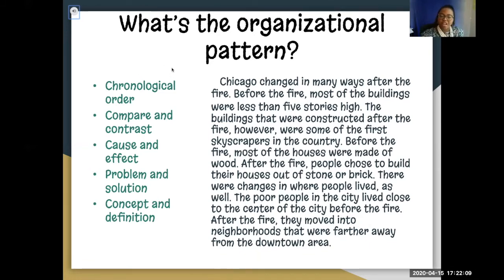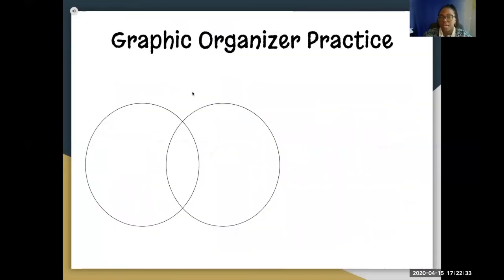Guys, I hope that you figured that this one was a compare and contrast. Notice how we're talking about Chicago. Chicago's our topic, but we're looking at how things were before the fire as well as after the fire. So we have before the fire in yellow, and we have after the fire in pink. So when you're doing your graphic organizer, Chicago would go up here. We didn't really talk about a lot of similarities, but we do have our differences going on. We are comparing and contrasting Chicago, if you want to put that in the middle, and we're talking about them before the fire and after the fire, okay?